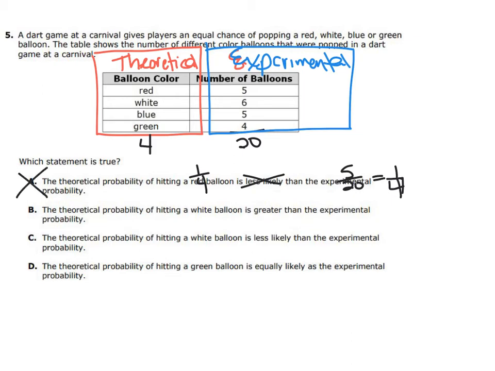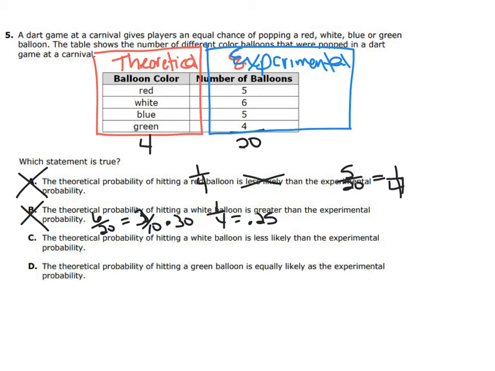Let's look at letter B. The theoretical probability of a white balloon, so white balloon would be 1/4, is greater than the experimental probability, and white would be 6 out of 20. When you simplify that, we're going to look at it as 3 out of 10. So is 1/4 greater than 3/10? Well, 1/4 as a decimal is 25 hundredths. 3/10 as a decimal is 30 hundredths. So that means this is incorrect because theoretical is not greater than the experimental.